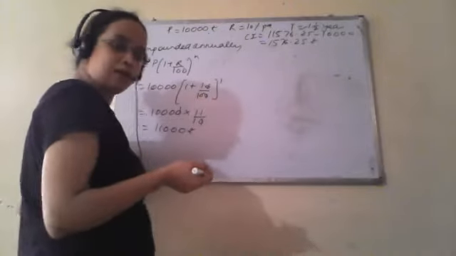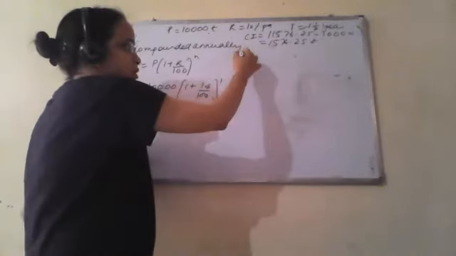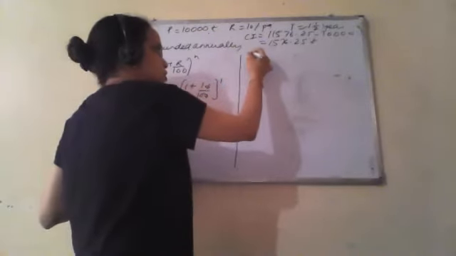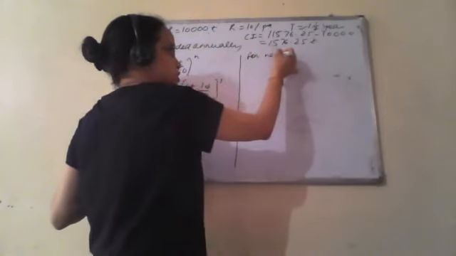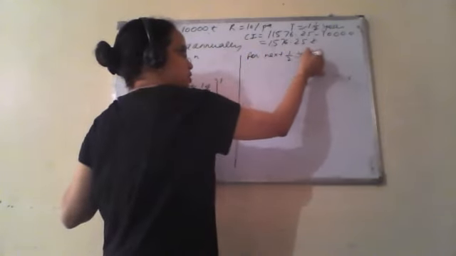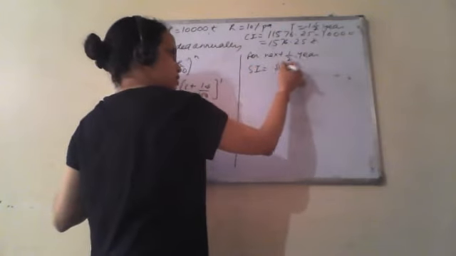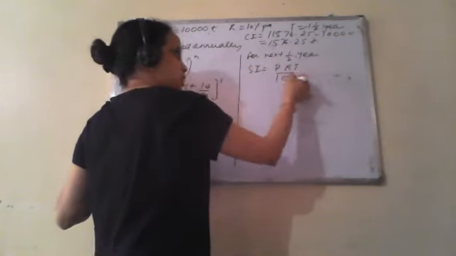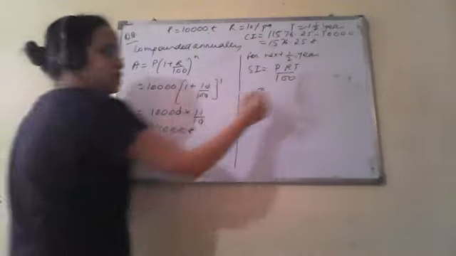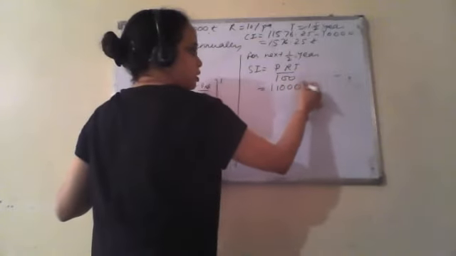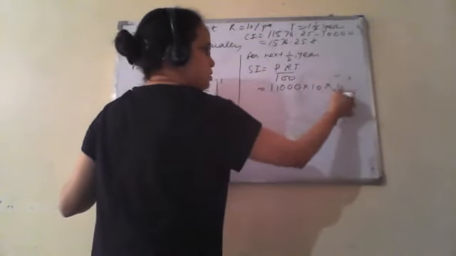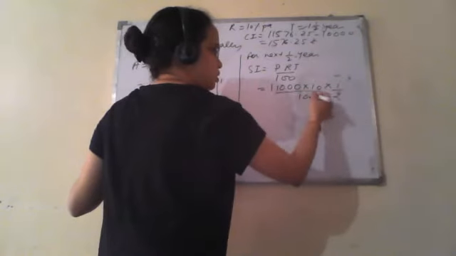Now for the second year we will calculate interest for this half year. So for the next half year, simple interest will be PRT upon 100. Principal will be this 11,000. Rate is 10% and time is 1 by 2, or half year.